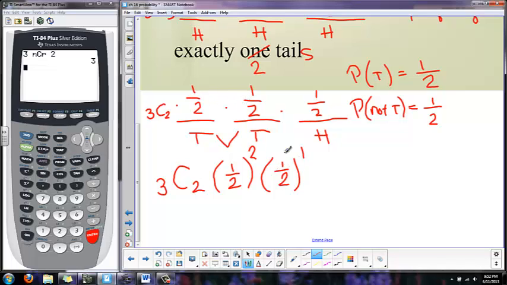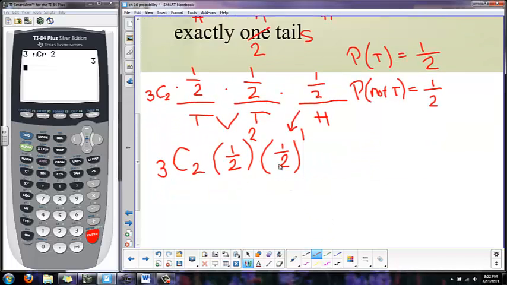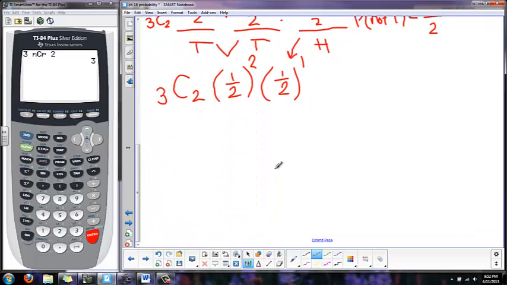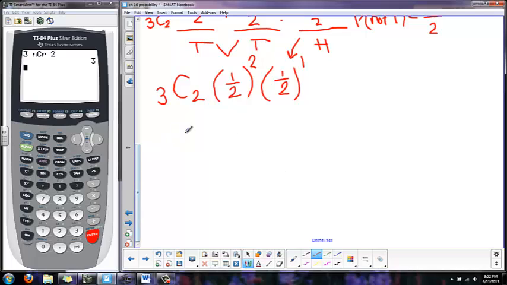And then the probability of failure, that was our head, that's just 1/2 to the first power. The reason why we do this is just because when you get to more complicated problems, it's going to be a lot easier. So we know that 3 choose 2 is 3. So this is 3 over 1.